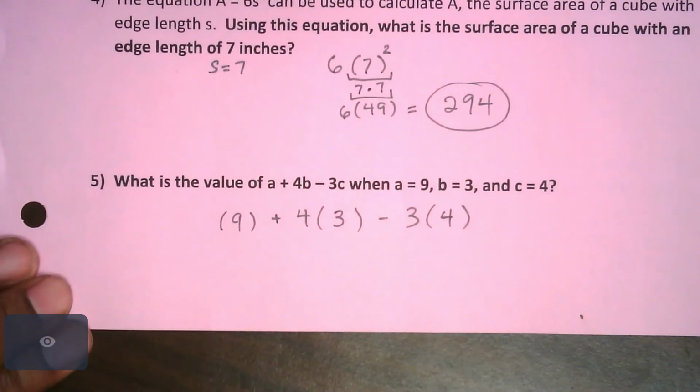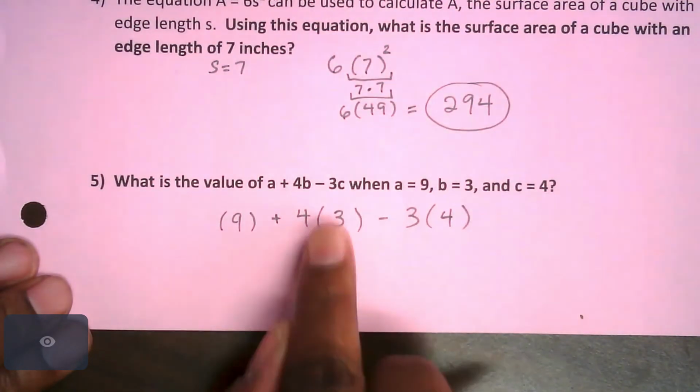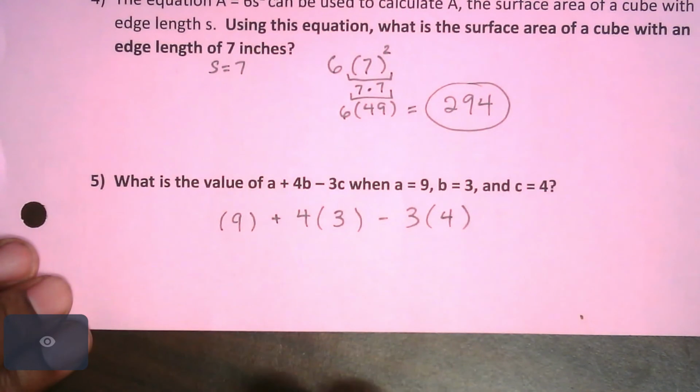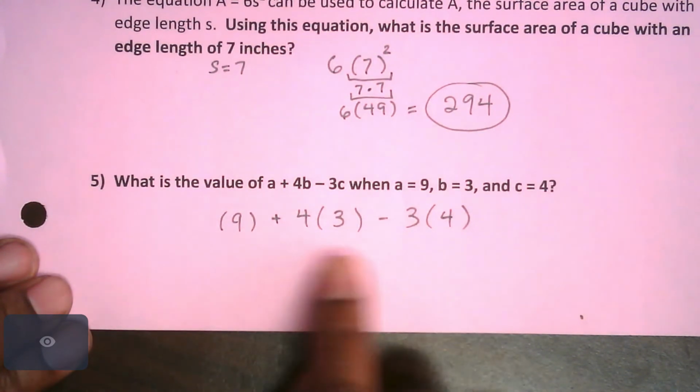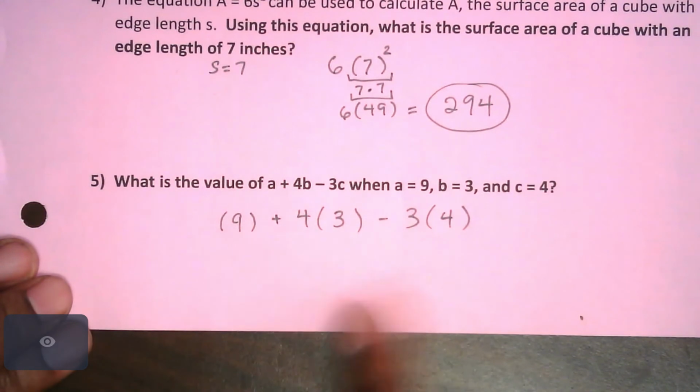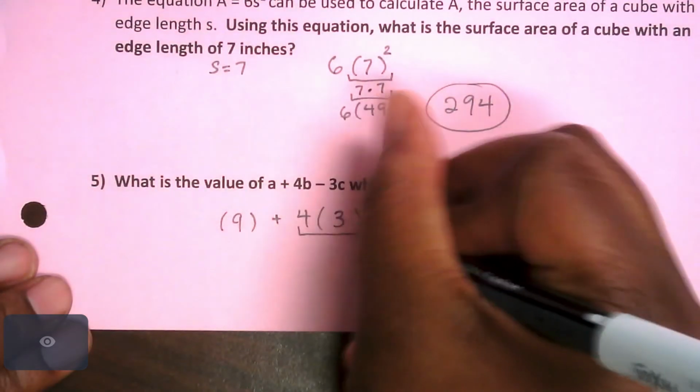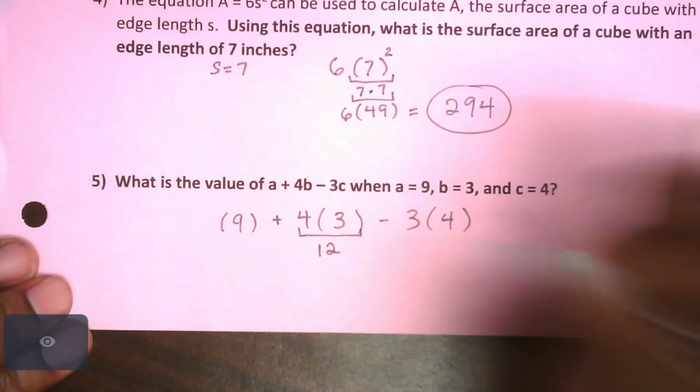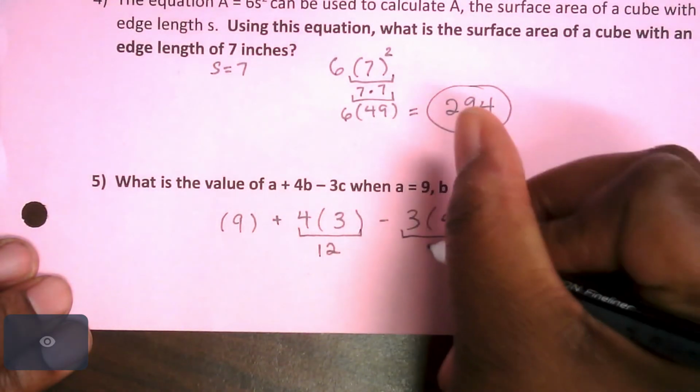So now, according to PEMDAS, I don't have anything inside the parentheses to solve. I don't have any exponents, but I do have a couple multiplications here. So I'm going to go ahead and solve those first. So I have 4 times 3, which equals 12. I have 3 times 4, which equals 12.